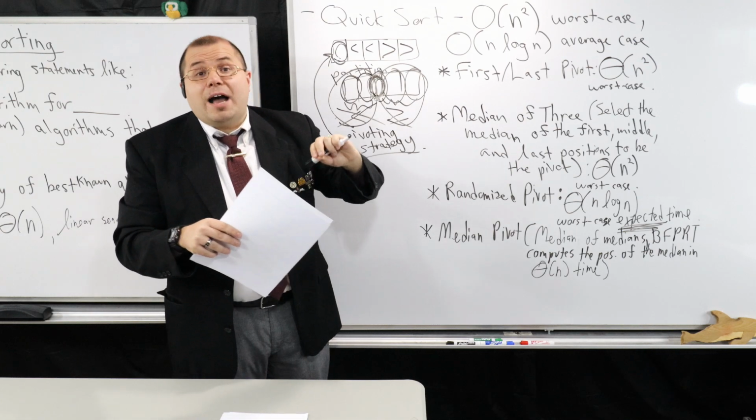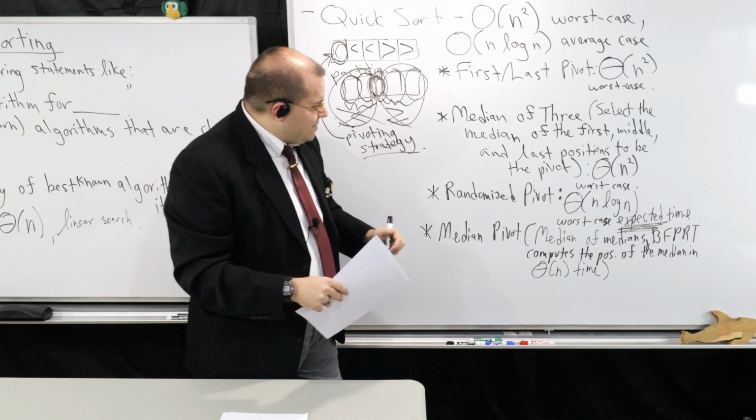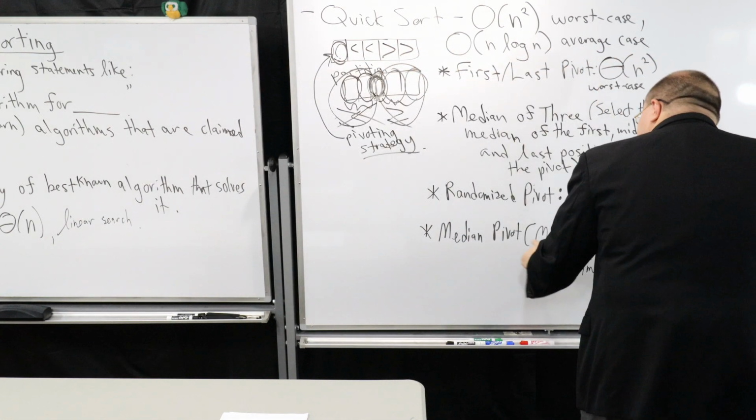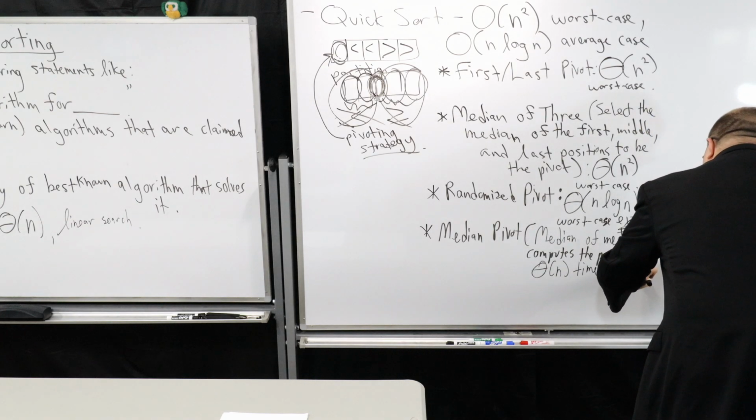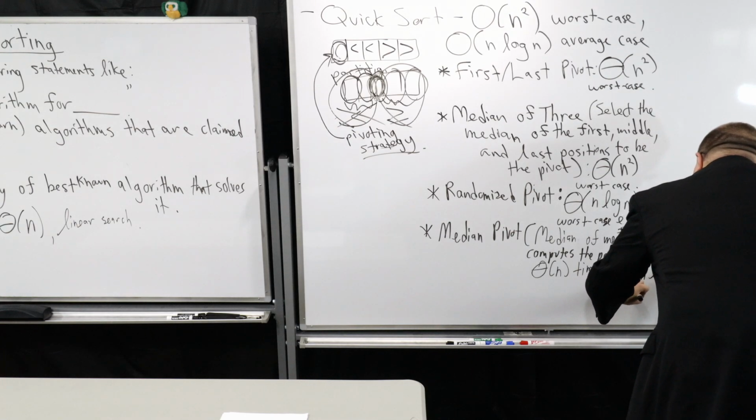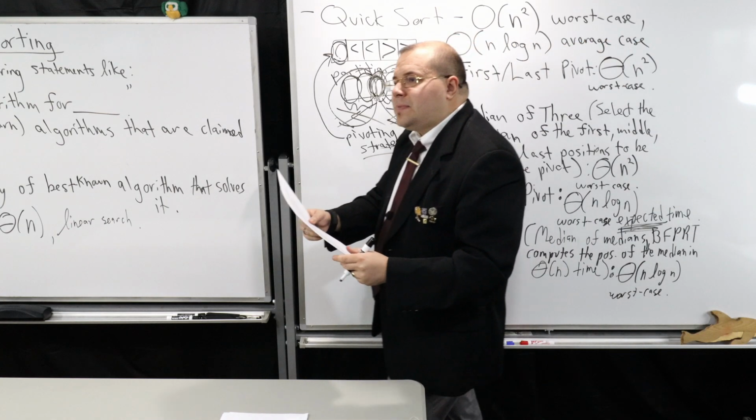I'll talk more about how you analyze recursive algorithms later in this class, but I just want to give you an intuition with this. So if you're able to do this, you actually end up with big theta of n log n, worst case. And that's not worst case expected. It's worst case, n log n.